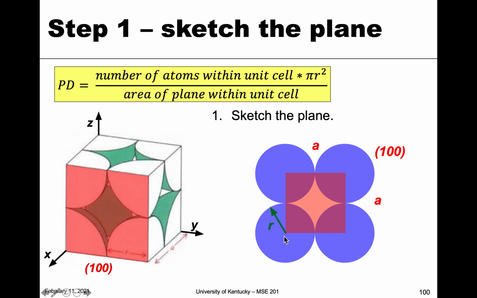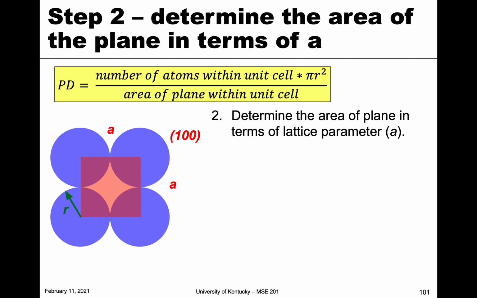And so we know that that length is A, we know this radius is R, right? So we got a good start on this problem. Now we want to determine the area of the plane in terms of the lattice parameter. Our plane is this within the unit cell. We know that the edge length is A, and since it's a cube, they're A in all directions. So the area of a square is going to be A times A, or A squared.